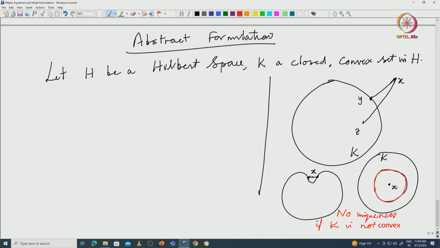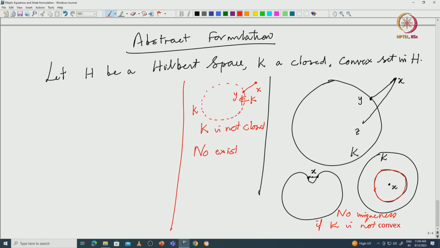Similar thing if K is not closed. So you have your X here, and then there is no minimum point here. This point Y is not in K. So you see, no existence. Even in R2, but what it says is that even in a Hilbert space the result is true: a unique solution if K is a closed convex set. So that is the theorem I am going to state here.